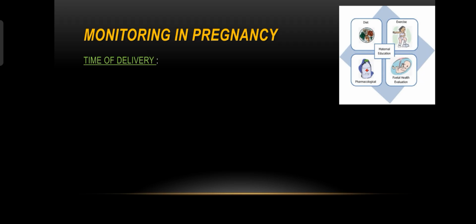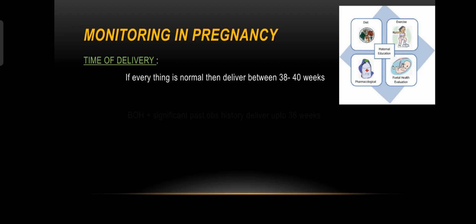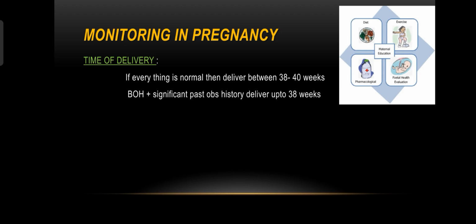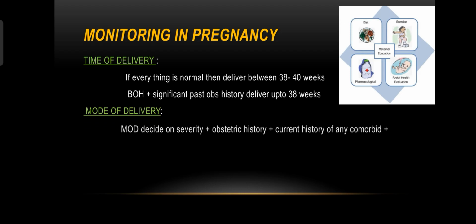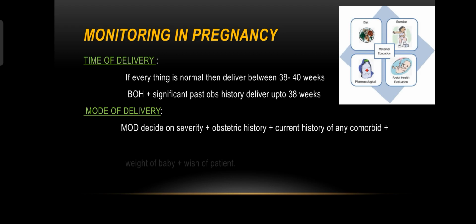The time of delivery in the case of GDM: if everything is normal, then deliver between 38 to 40 weeks. But if there is a suggestive bad obstetrical history or significant past operative history, deliver up to 38 weeks. What will be the mode of delivery? The mode of delivery is decided on the severity, obstetrical history, current history of any comorbidity, weight of the baby and the patient's wish.